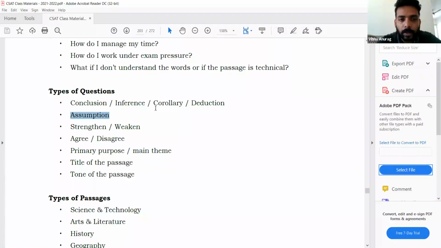Corollary is another word for a conclusion. All these four are the same. Conclusions are things that you can say for sure based on the information provided to you. I'll explain using an example shortly. So it's the same. Corollary is the same as a conclusion.